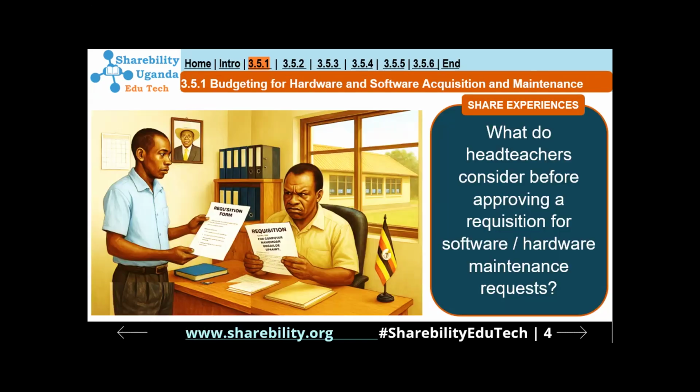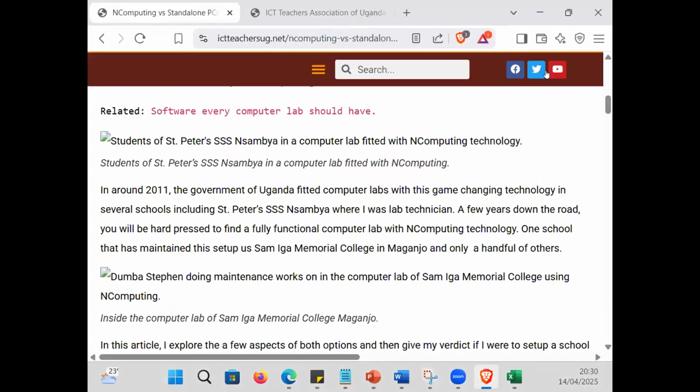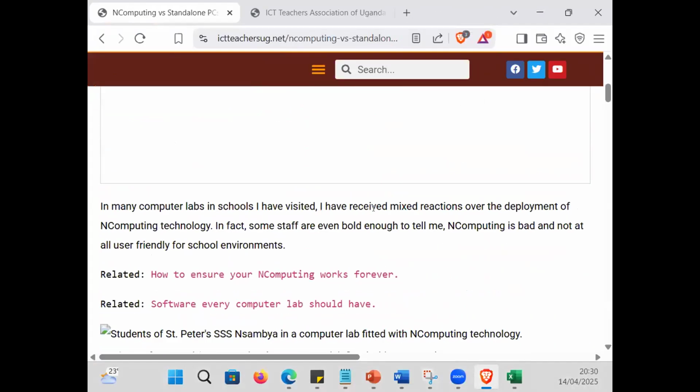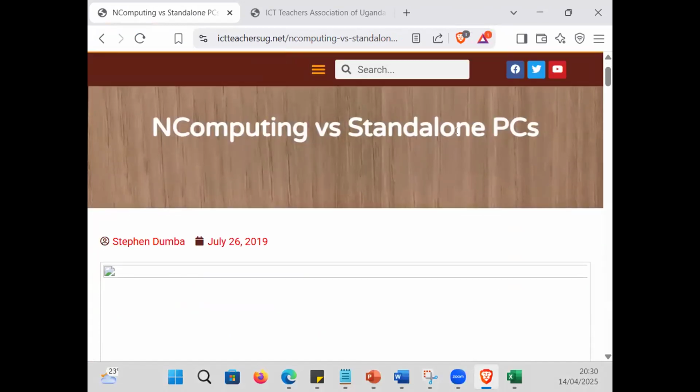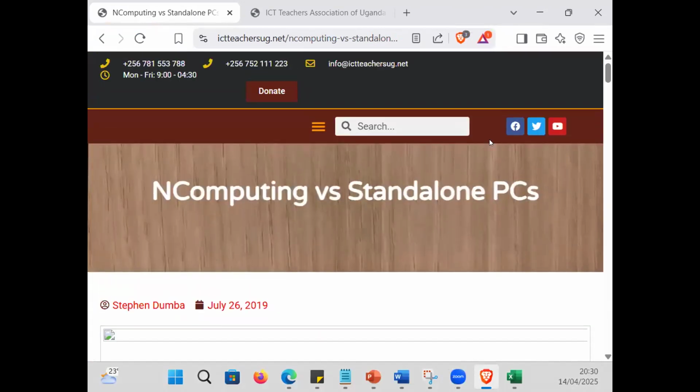Now, as we proceed, before we look at cataloging, there has been an issue. We have some schools which are interested in setting up computer labs. One of the things which has been there, if you go to the website of the ICT Teachers Association of Uganda, is a number of articles that were written about networking and standalone computers.